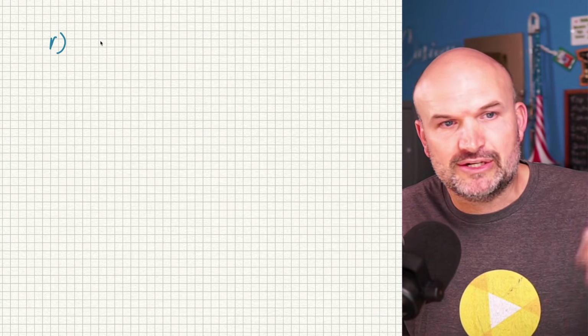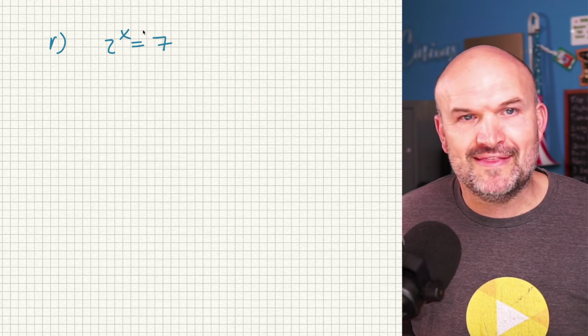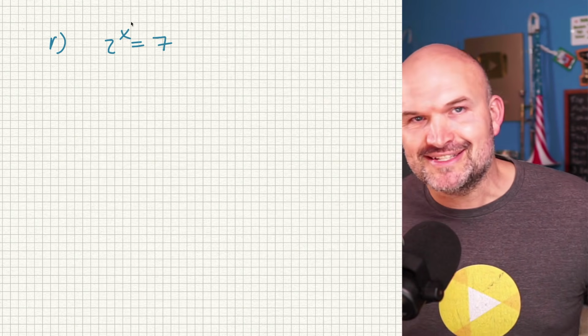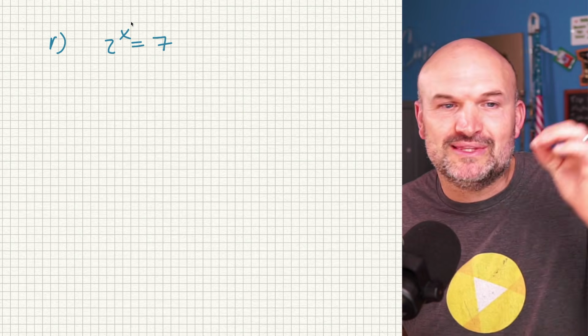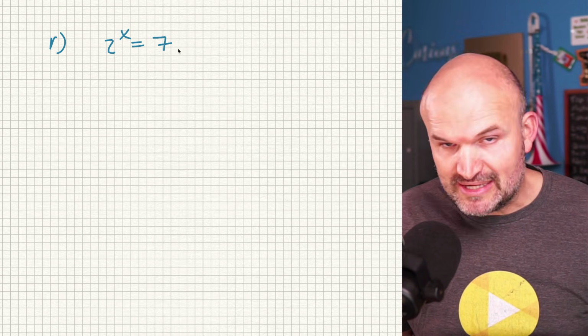This one is typically where your teacher will kind of introduce the lesson. Everybody kind of gets it in their notes. And then after that, you never see a problem like this ever again. But it's good to show you the kind of fundamentals. So in this case, I have 2 to the x is equal to 7.